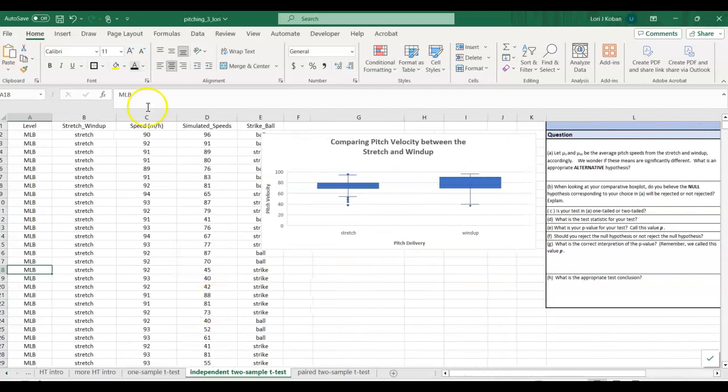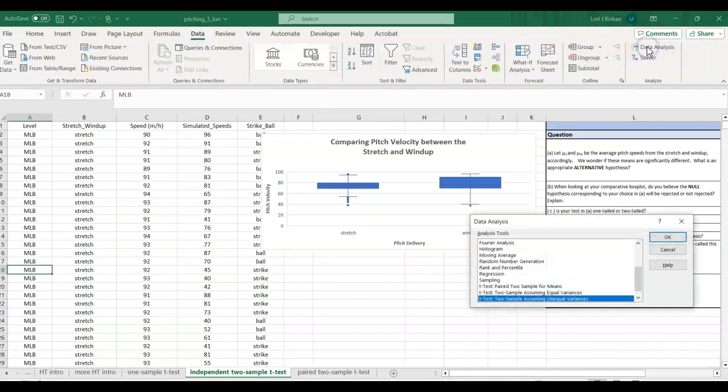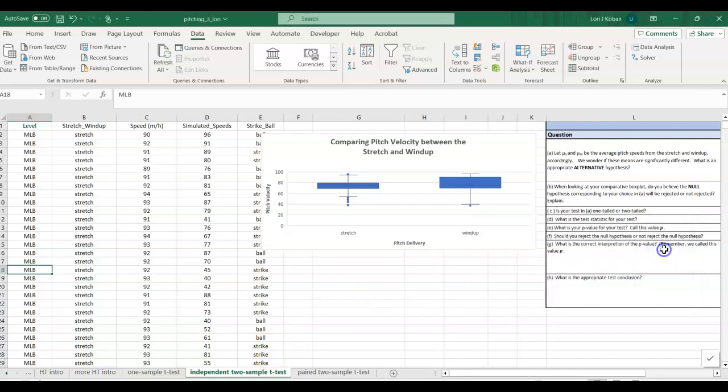The first thing we want to know, if you look at this data analysis and we come down with the t-test, we've got paired, two sample equal variances, two sample unequal. So is this data paired or not? We have data from the stretch and from the windup, but it's not like each stretch pitch corresponds to each windup pitch. If that was the case, then we would have paired data, but we just have a bunch of stretch data, a bunch of windup data, and so they're independent of each other.